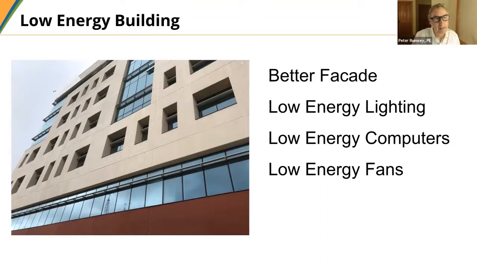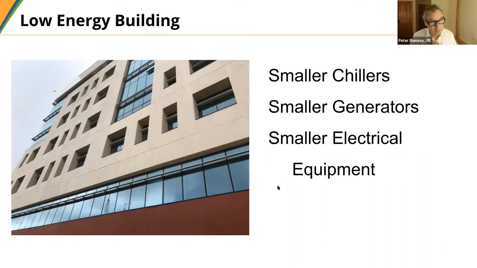So they have a better facade. They also combine that with low energy lighting inside the building, low energy computers, laptops mostly, and low energy fan systems. They put all this together and it results in smaller chillers, a smaller cooling system, half the size of a standard office building in India. Their generators are smaller and the electrical equipment is smaller. All these smaller things pay for better lights, better glass and the light shelf. So overall, this building can be the same or slightly cheaper than a standard building.